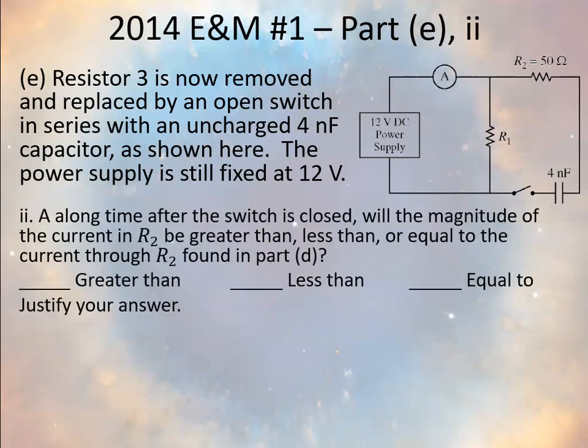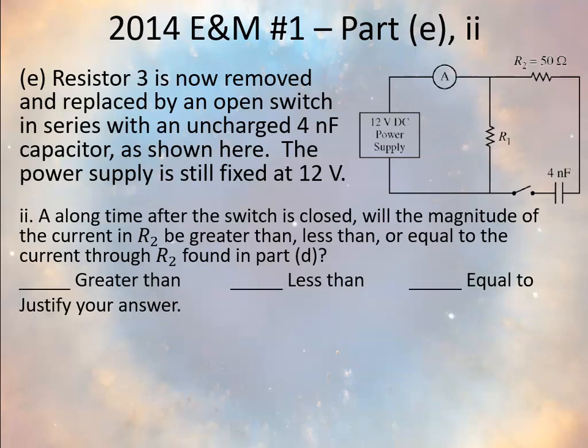Now, Part 2 of Part E says that the 4 nanofarad capacitor, so the switch is removed. So a long time after the switch is closed, will the magnitude of the current in R2 be greater than, less than, or equal to the magnitude of the current through R2 found in part D?